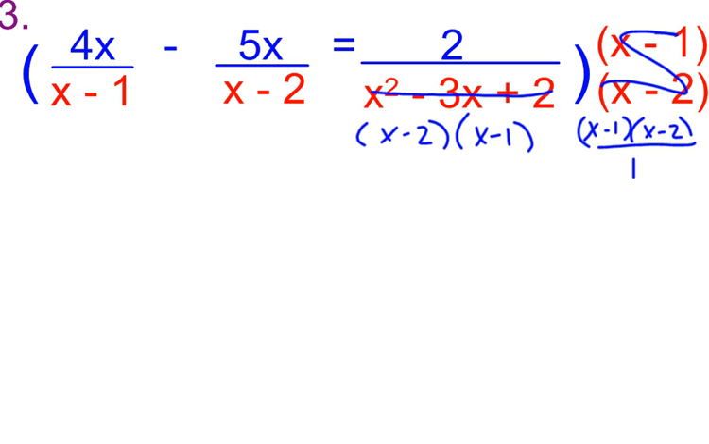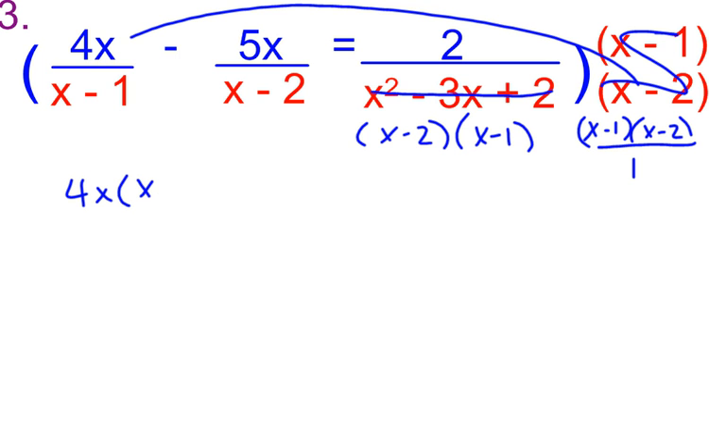So when I go to distribute this, my x minus 1's would cancel, and I'd have the 4x times x minus 2. And then I'll bring over my minus 5x, and then my x minus 2's will cancel, so I'd have my 5x times x minus 1. And then the really nice thing about my last part is they both cancel, so I'm just left with the 2 that's already there.